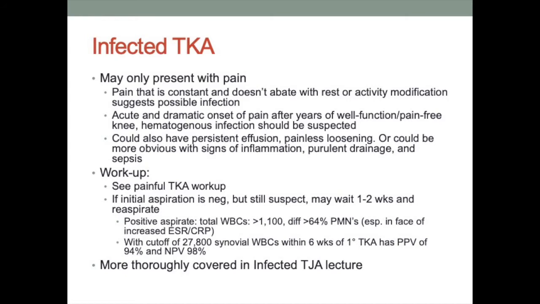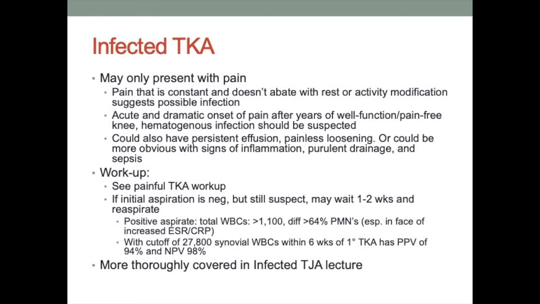Workup, again, we're going to talk about this a little bit and we'll discuss in greater detail in the PJI talk as far as evidence-based workup and the Musculoskeletal Infection Society criteria. But if initial aspiration is negative but still suspected and the patient is stable, you may want to wait a week or two and try again. You also want to aspirate well after they have been off antibiotics, usually 2 to 4 weeks.